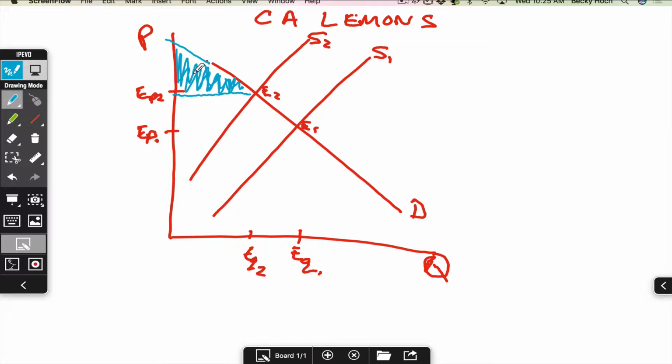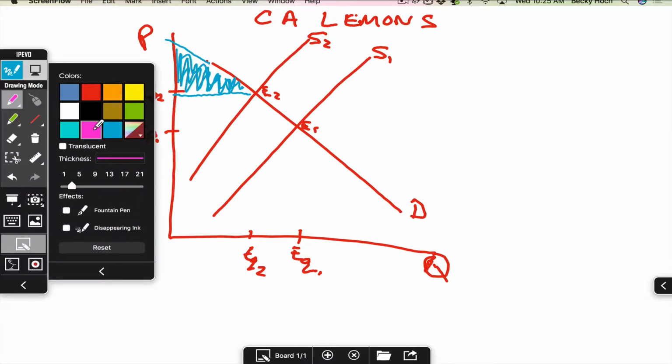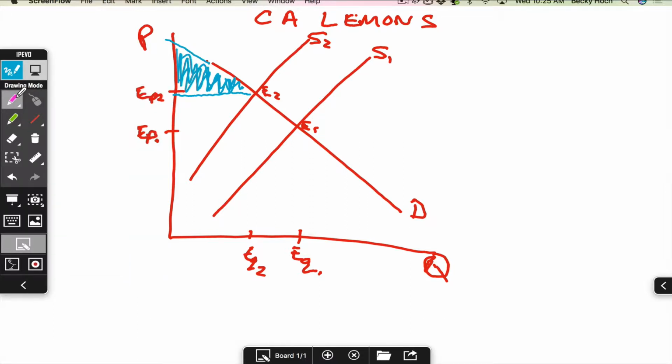There's our new consumer surplus. But it asks us what happens to consumer surplus. So we probably have to know what the original consumer surplus was, right? So the original consumer surplus would have been here. So consumer surplus decreased. Okay?